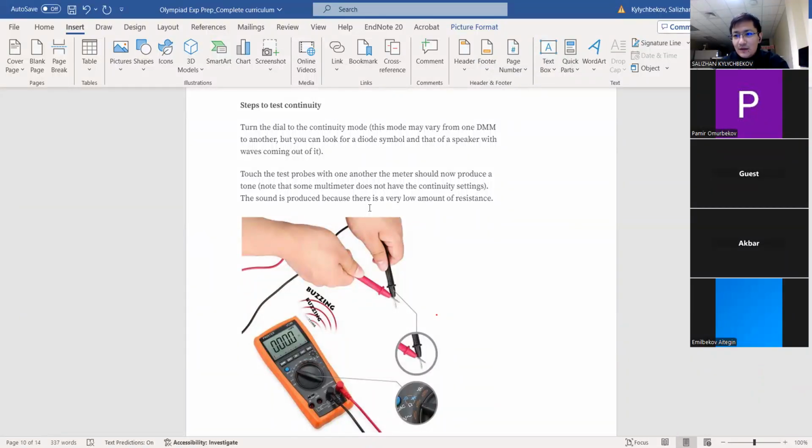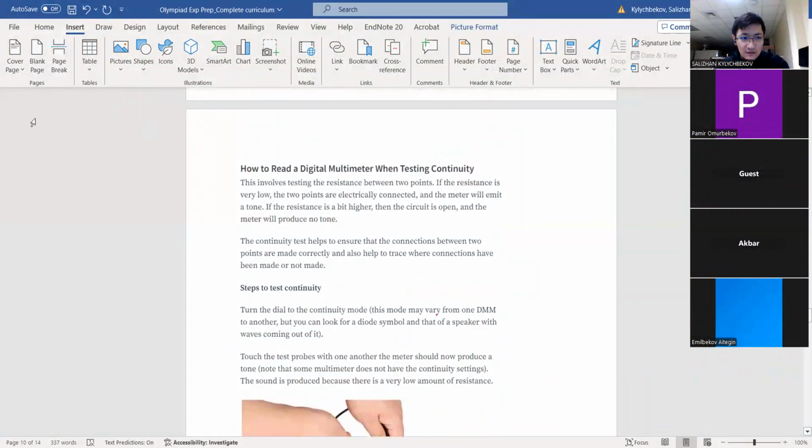Your wire may have been broken from inside and you cannot see that, you know? One way to check it is to use the multimeter and connect it to the wires, looking for zero or a small resistance, right? How to read a digital multimeter when testing continuity: this involves testing resistance between 2 points. If the resistance is very low, so it's negligible, the points are electrically connected.